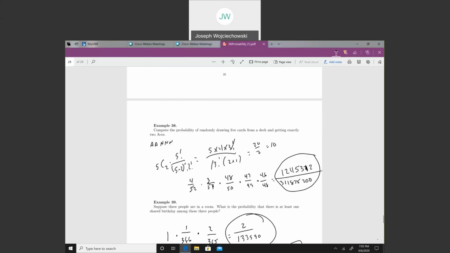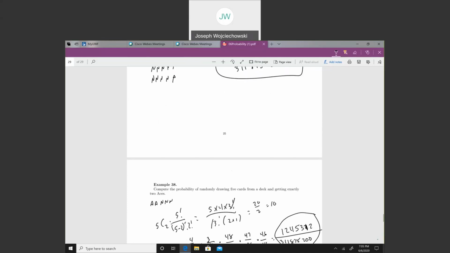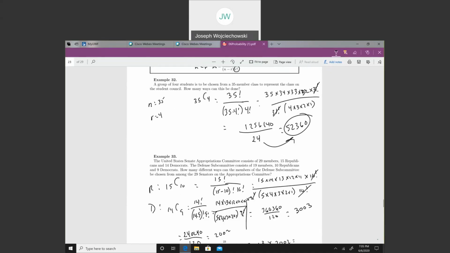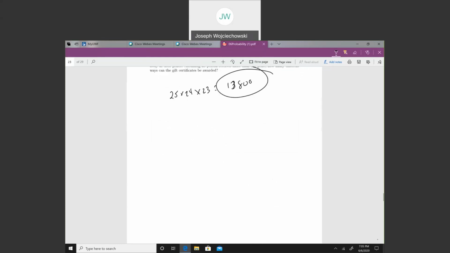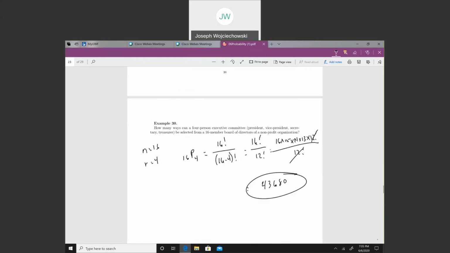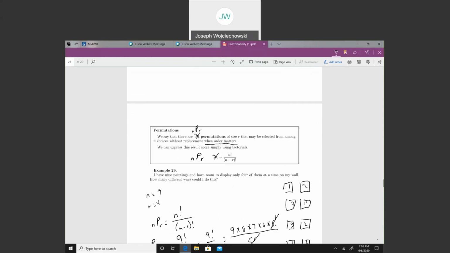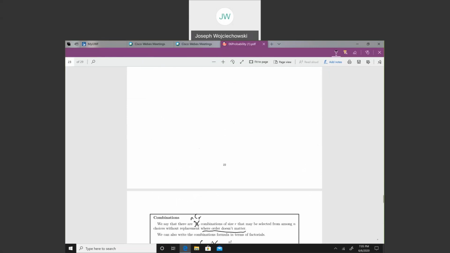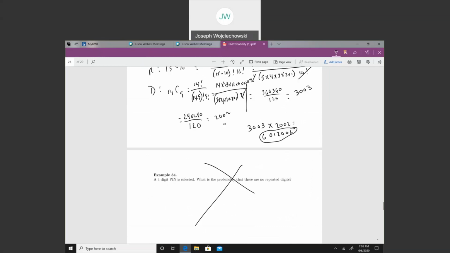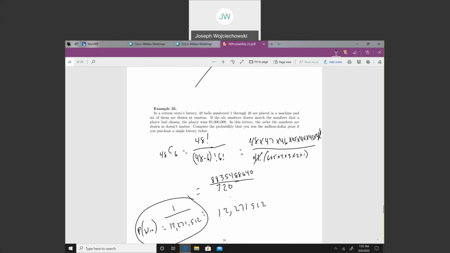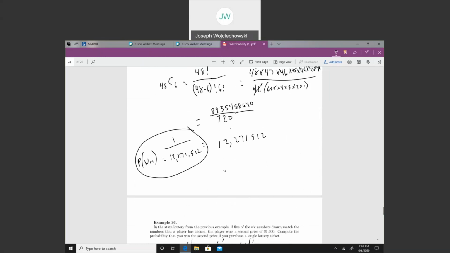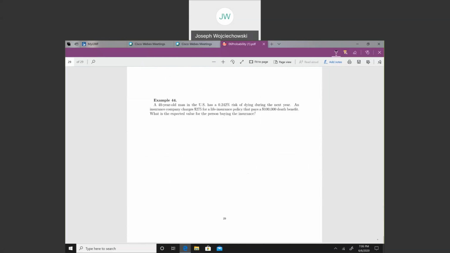We need the probability of winning. Where is it? Up here somewhere. Where's the lottery one? There it is. Probability of winning. I get this number. And this problem here is definitely one you're going to want.